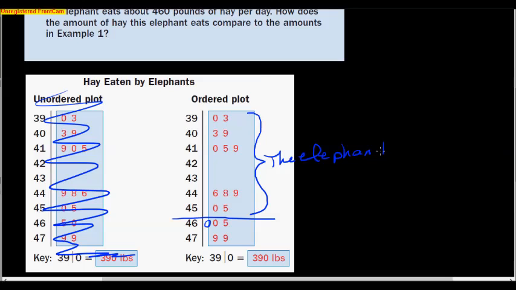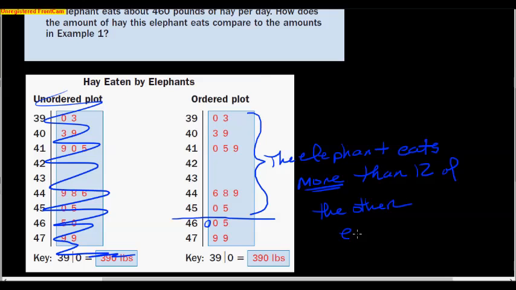My writing is not going to be that great with this thing. The elephant eats more than, and you could even count them up: 1, 2, 3, 4, 5, 6, 7, 8, 9, 10, 11, 12, then 12 of the other elephants. All right, so that would be a comparison that you could make to the others.